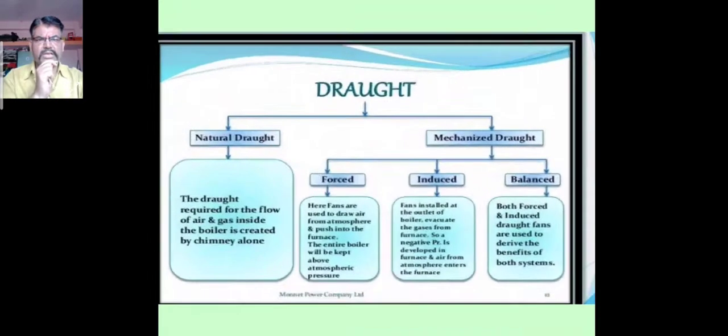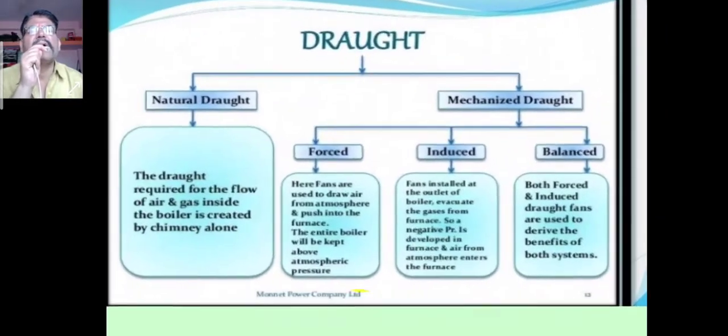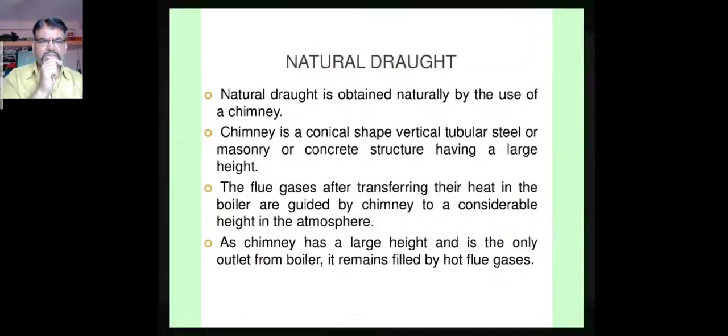Now next, the natural draught and mechanical draught. As I told you, in natural draught, the draught required for the flow of air and gas inside the boiler is created by the chimney alone. Now we will see under the mechanical draught: forced draught, induced draught and balanced draught. We will see them in the next slides.